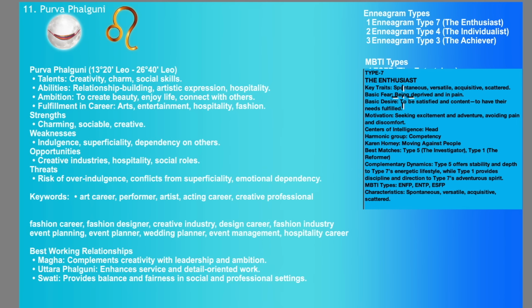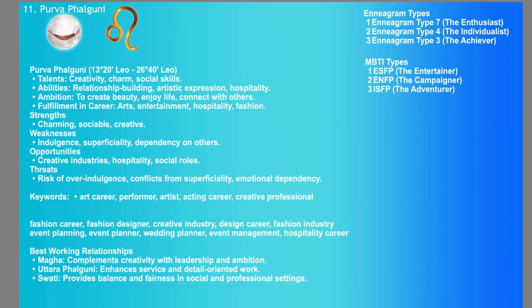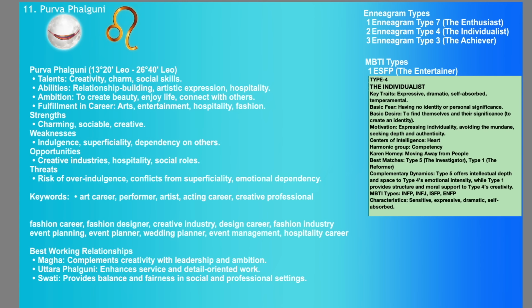Where does type 1 fit in? And we shall see that with the next ones. Next one is type 4. The type 4 is the individualist. Now this one is expressive, dramatic, self-absorbed and temperamental, typically actors. Yes? They are very expressive and dramatic and very self-absorbed to the verge of being narcissistic. So fashion career, designer, yes, but more of art, more of a performer, a stage artist, acting careers and creative professionals. That would be worthwhile for them.